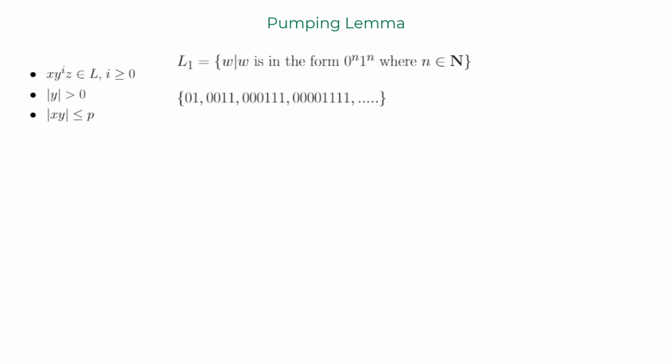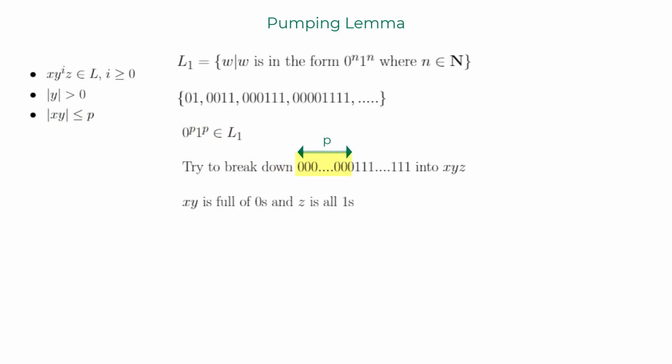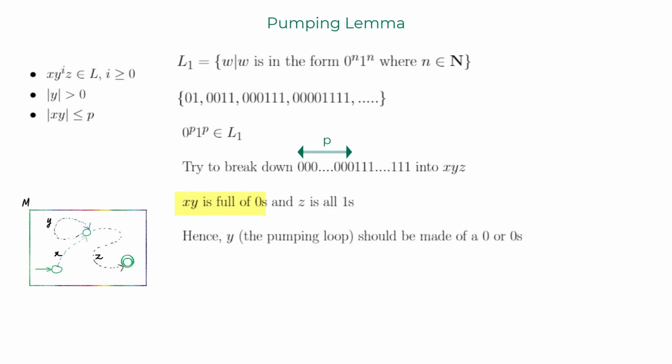You have seen this before. According to this language description, the string 0 to the power p, 1 to the power p is in the language. Let us break down this string into xyz format. As the length of xy is less than or equal to p, the string xy will only contain zeros, clearly. Hence, y should contain only a 0 or a bunch of zeros.